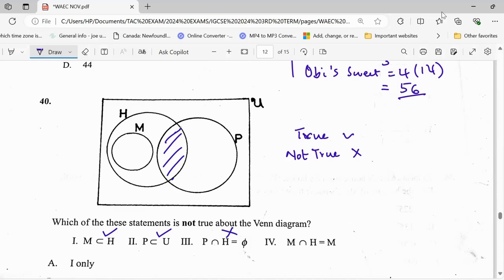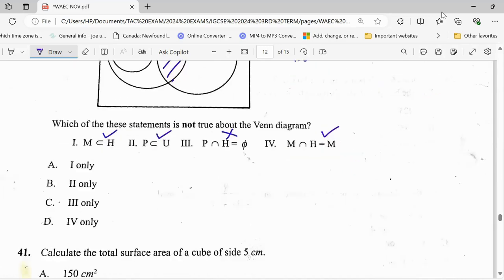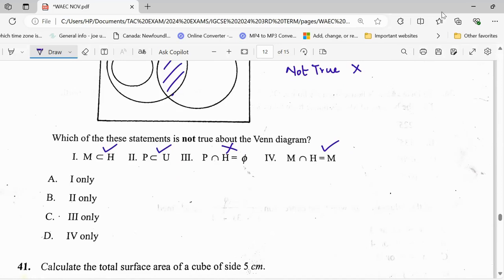The intersection of M and H is M. That means look at M and look at H. Yes, the intersection is M because everything inside M is also inside H. So when you take the common elements, it will still be the elements inside M. So this is a correct statement. So the only one that is not true is I, which is option C.